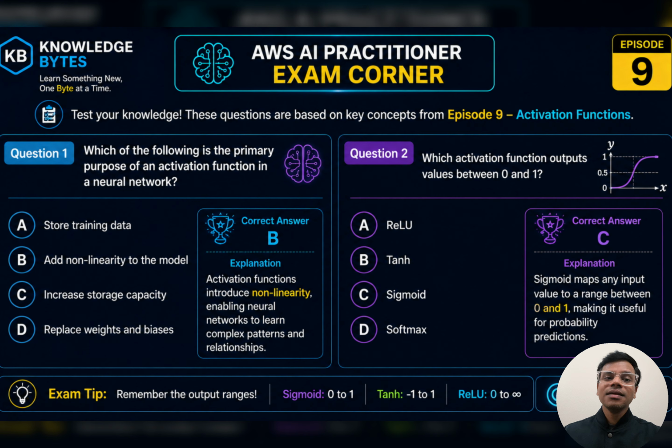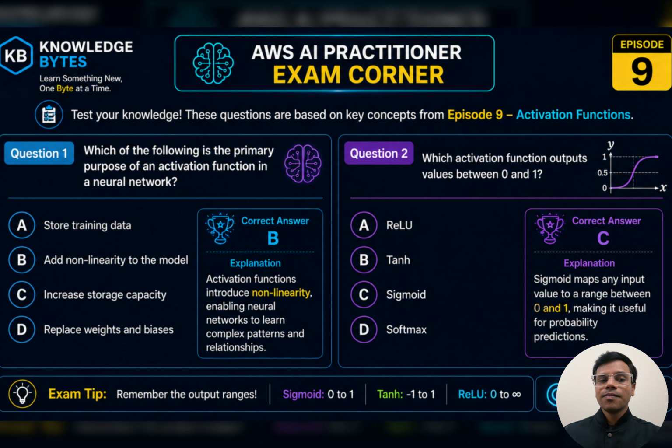So basically the activation function introduces non-linearity, which allows neural networks to learn complex problems. Now let's take the second question. Which activation function outputs a value between 0 to 1? Yeah, you may get this type of question, because you may think that they would at least ask about the ReLU function. So we learned about ReLU.